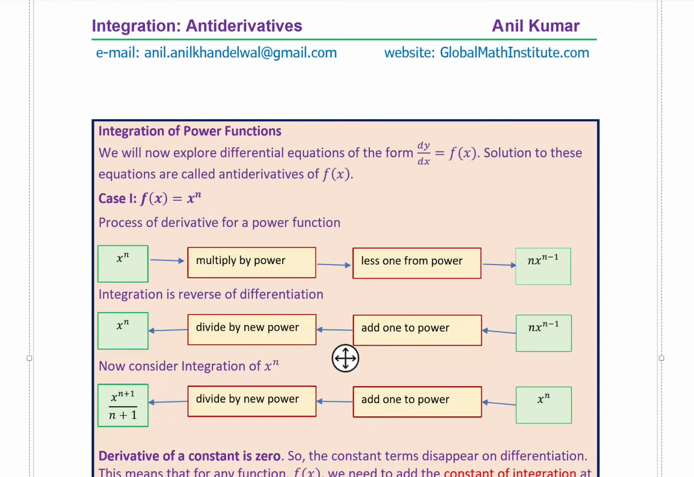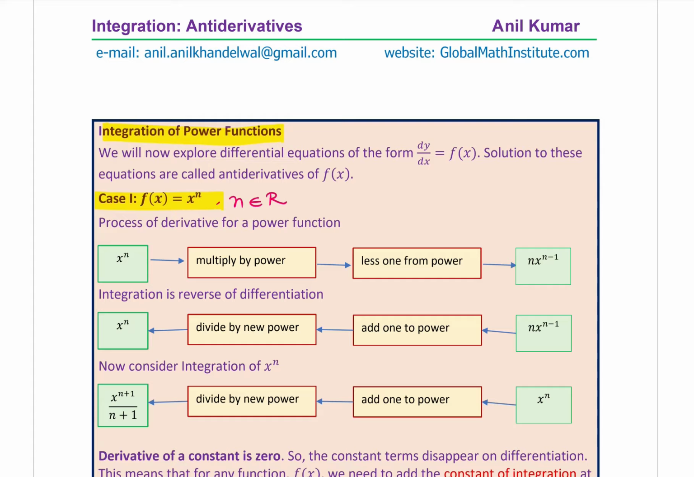Now let's look at the derivation of this particular formula for integration. So we'll now derive a formula for power functions. As you know, power functions are like a times x to the power of n, where n can be any integer. Now here we'll explore differential equations of the form dy/dx equals f(x). Solutions to these equations are called antiderivatives of f(x). So we'll take a case where f(x) is equal to x to the power of n. Now n could be any real number in this case, okay? So we'll take n belonging to the set of real numbers, okay?